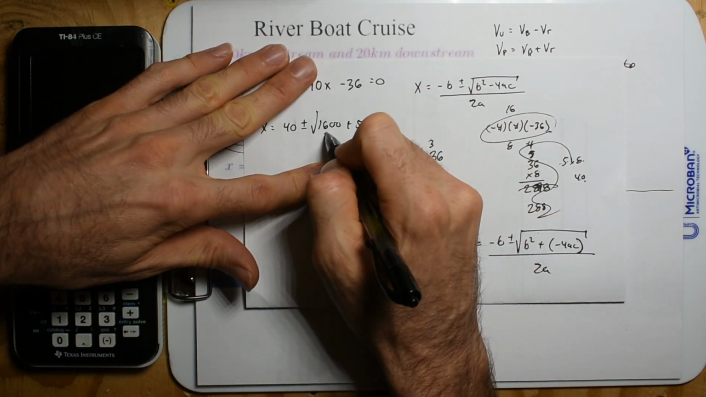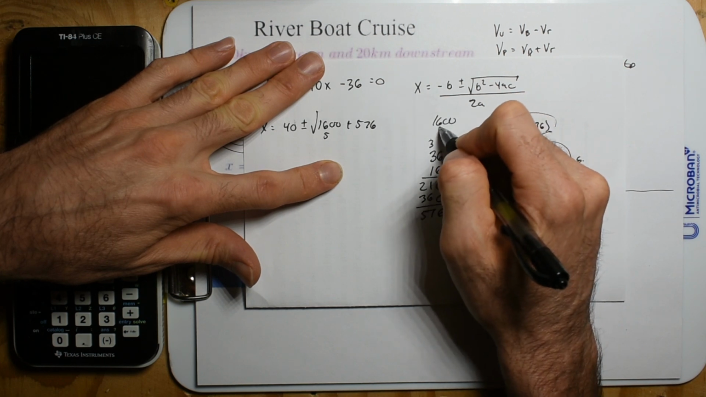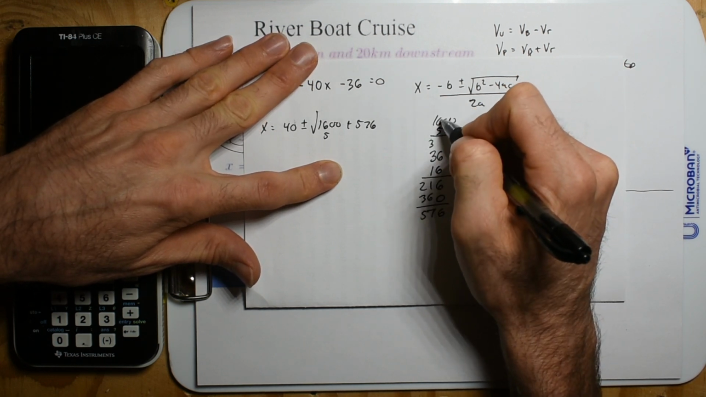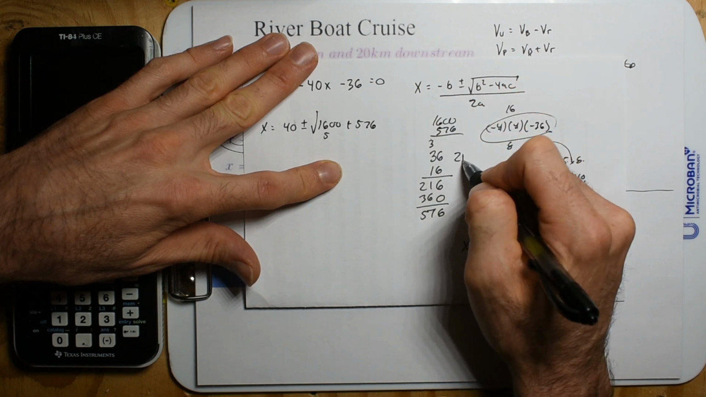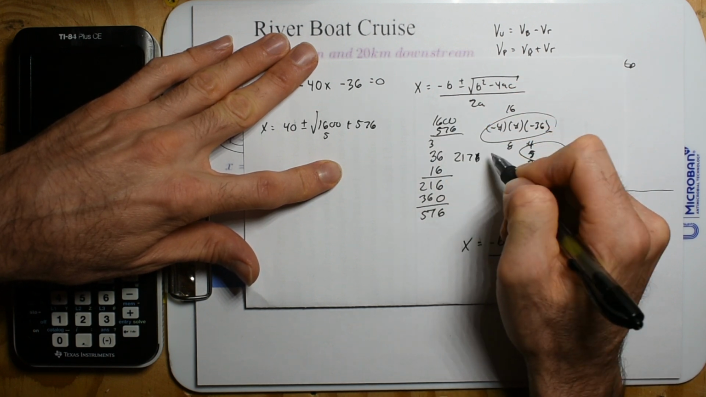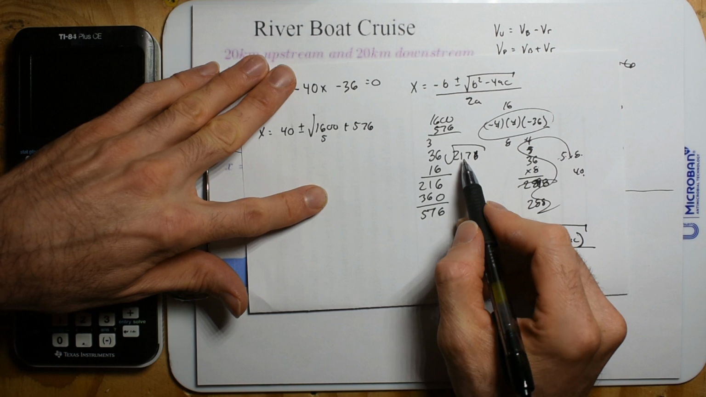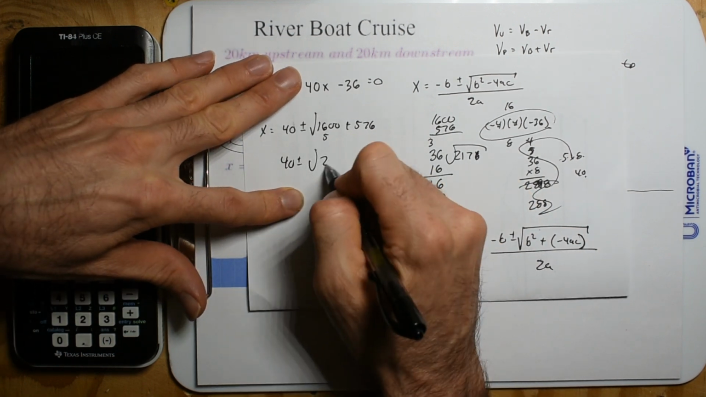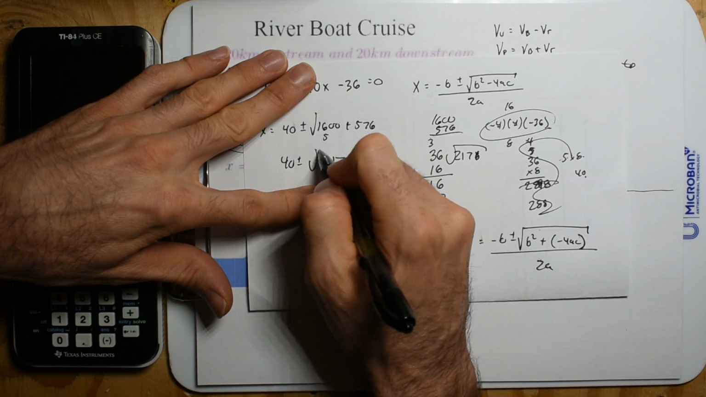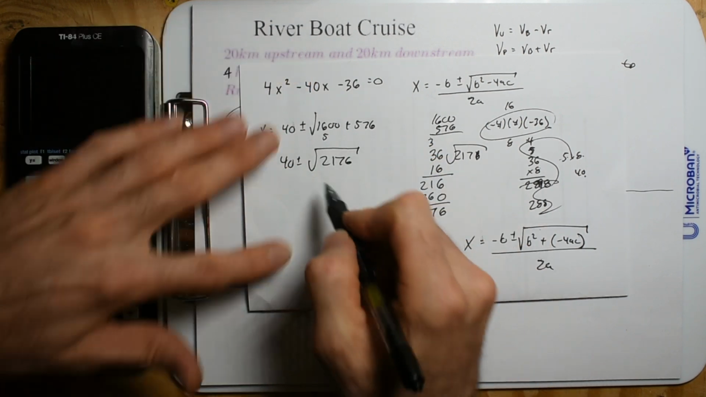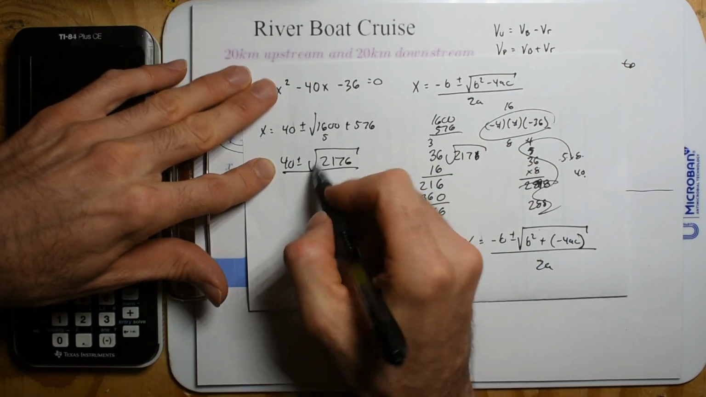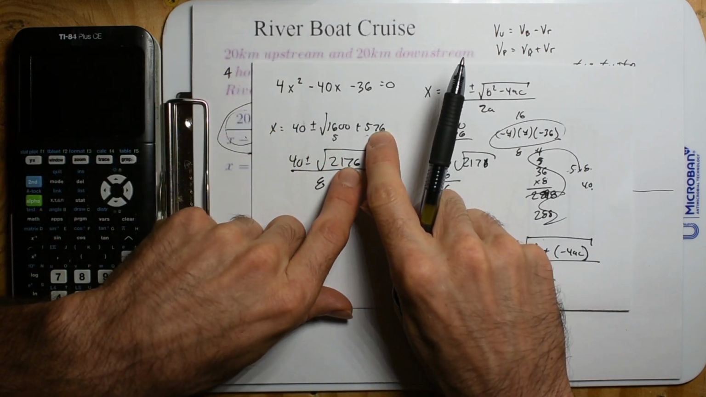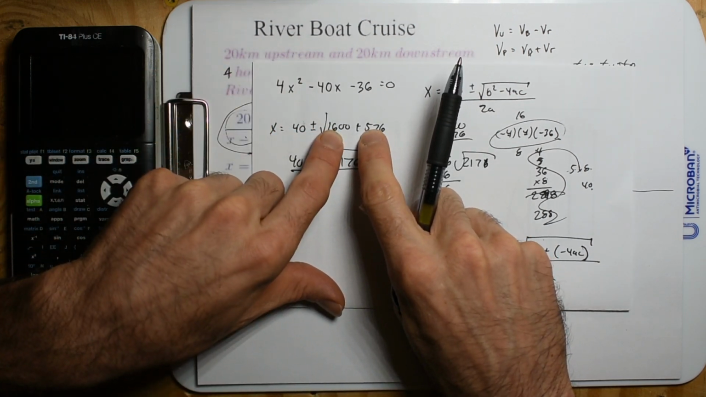And so if we do that, 1600 plus 576 becomes 2176. All right, square root of 2176. So we have 40 plus or minus the square root of 2,176, and then divided by 2a, which is 8. And I don't even know if I actually did this right. So we have 6, 7, got that. 5 times 6 is 11.